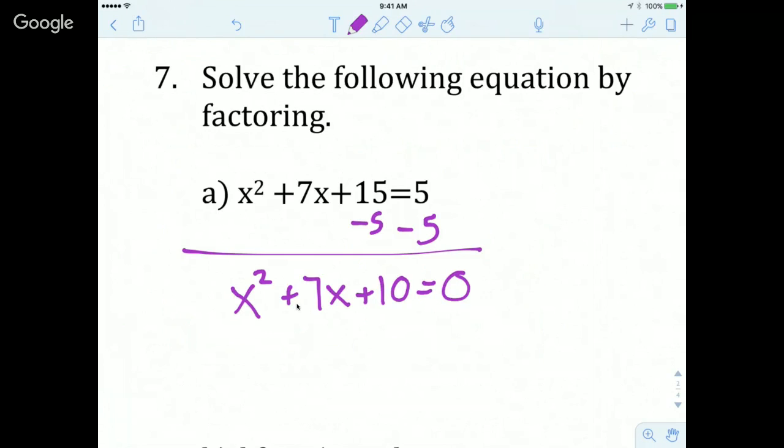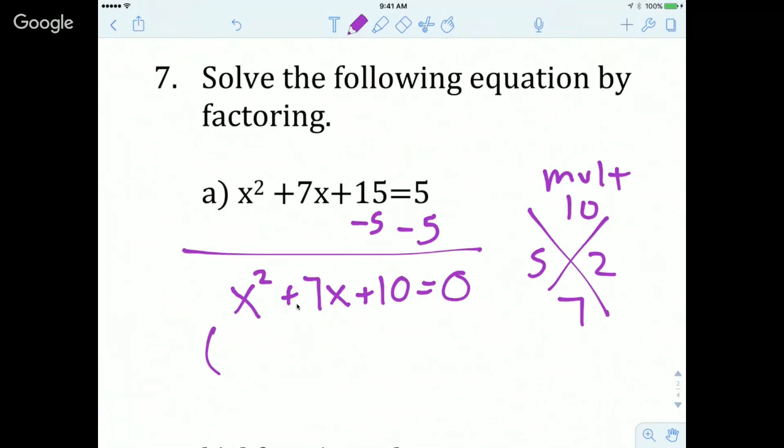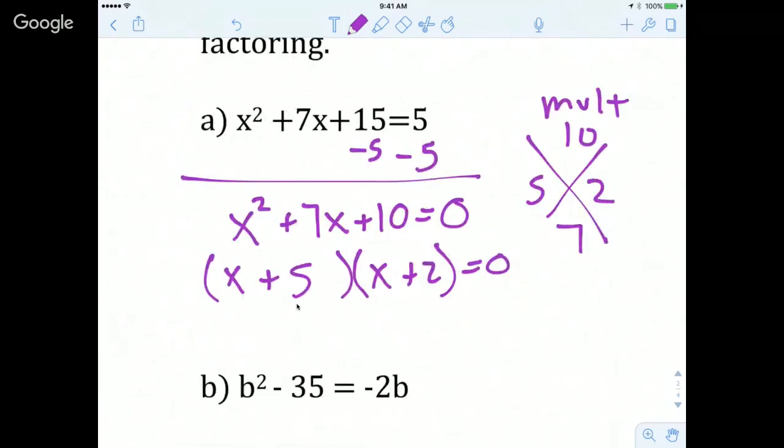Okay, remember how we said what multiplies to give me 10, but combines to give me 7. 5 and 2. Excellent, 5 and 2. Congrats. So that's our speed factoring. So we have (x plus 5)(x plus 2). We set it equal to 0. We want to set the first parentheses equal to 0. Take the second parentheses, set it equal to 0.